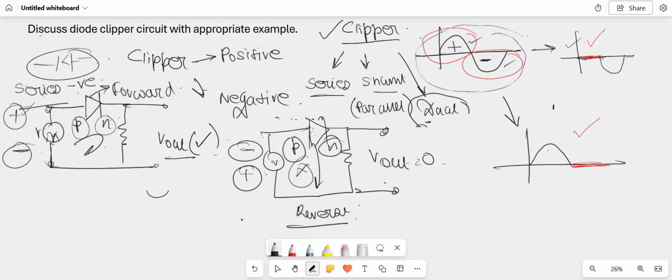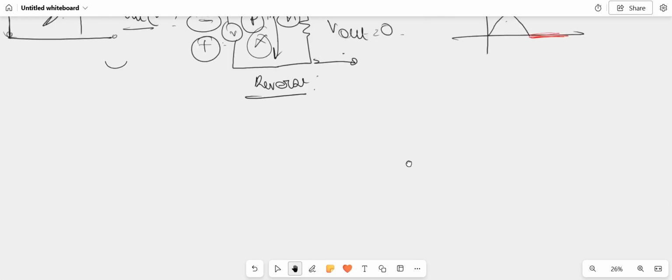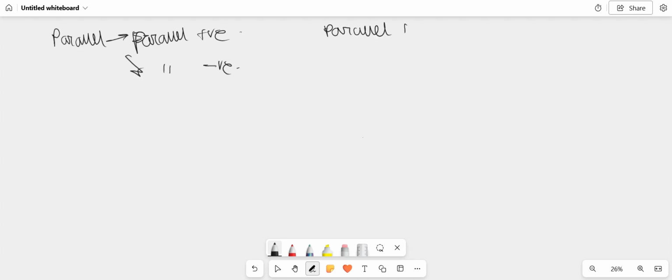And next, we will discuss parallel clippers. The parallel clipper can also be of two types: parallel positive and parallel negative. As the series clipper was the series positive clipper and series negative clipper, similarly the parallel clipper will be the parallel positive clipper and parallel negative clipper. So let us first discuss the parallel positive clipper.